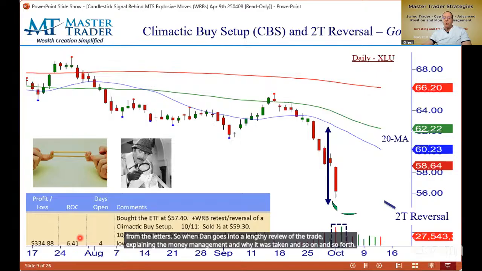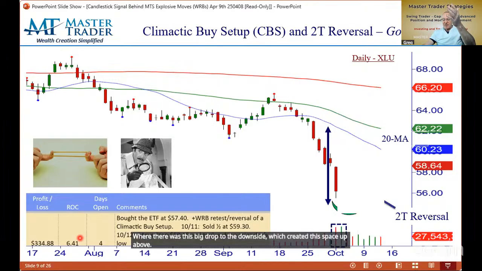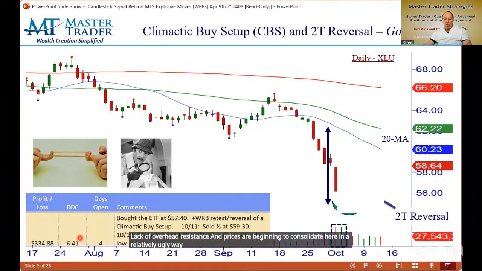So I blocked off these letters, these bars, these candles, and I blocked them off because as we're looking at something like this, it's somewhat similar to what's happening in the markets right now, where there was this big drop to the downside, which created this space up above, lack of overhead resistance, and prices are beginning to consolidate here in a relatively ugly way, and they may continue to move lower.